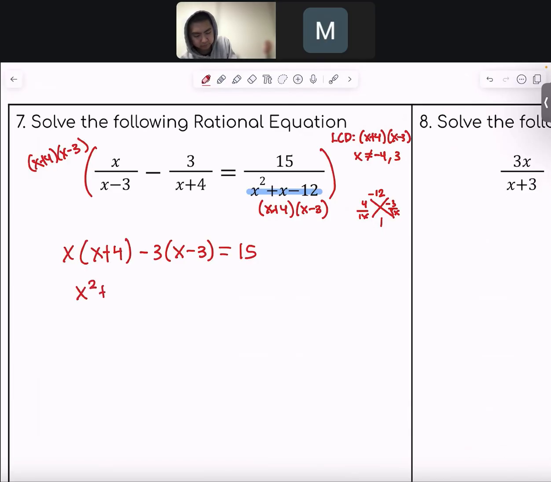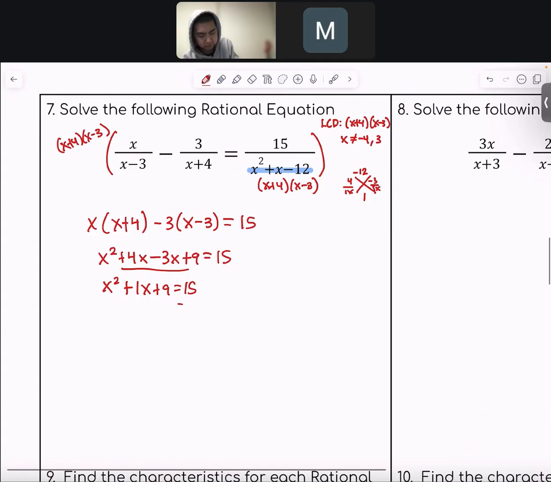So distribute: x squared plus 4x minus 3x plus 9 equals 15. Combine these: x squared plus 1x plus 9 equals 15. Because we have a quadratic, we should set the equation equal to 0. x squared plus x minus 6 is equal to 0.